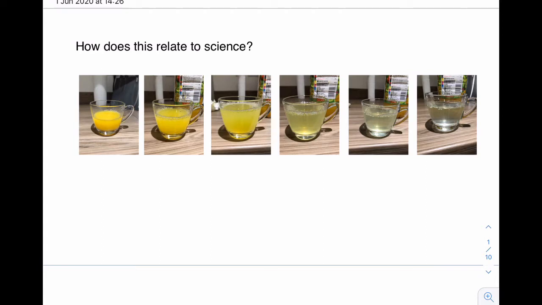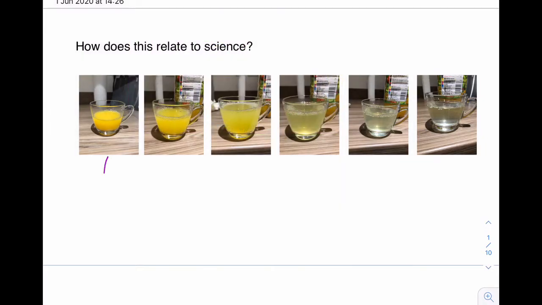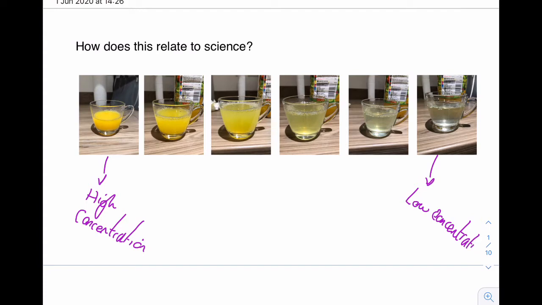Okay, so you should have paused the video and had a chance to have a go at looking at these. Here we would have really high concentration for juice because there's a high concentration of juice particles, which means there's lots of juice particles in comparison to the water particles in this beaker, whereas in this glass down here it's a low concentration of juice because there are fewer juice particles than water particles.